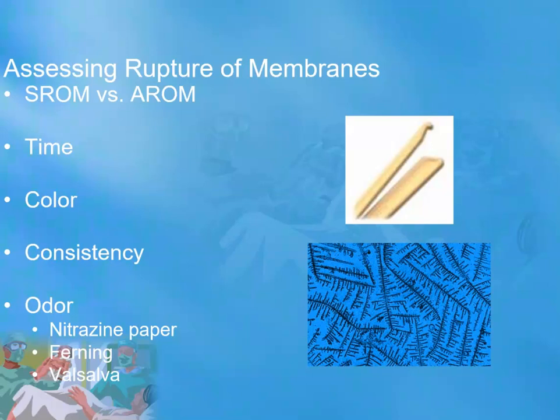So we can use a paper. It's almost like a litmus paper, but we call it nitrazine paper. And that paper will turn dark blue if it is amniotic fluid. If it's not amniotic fluid, it stays yellow. It's like a yellow paper.